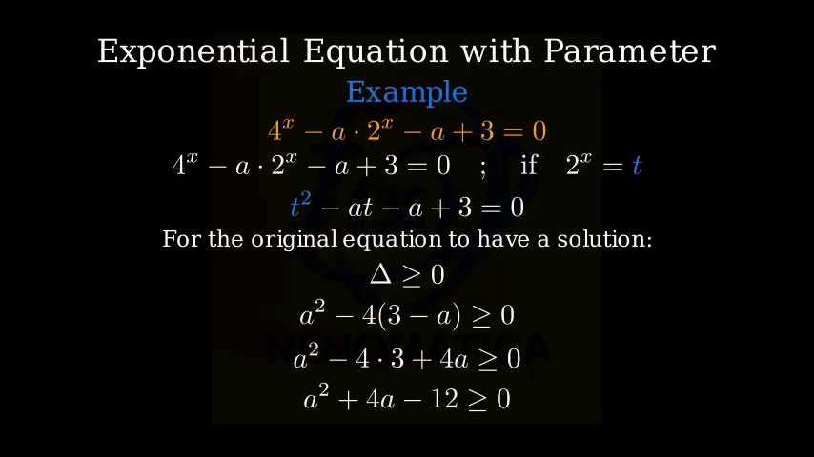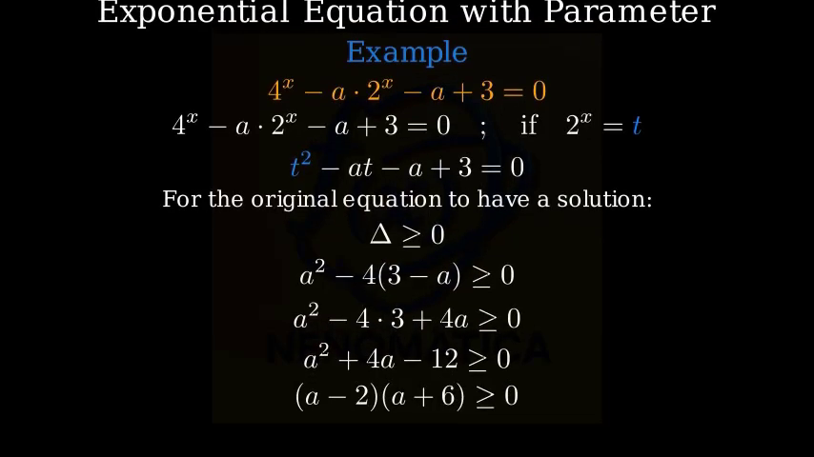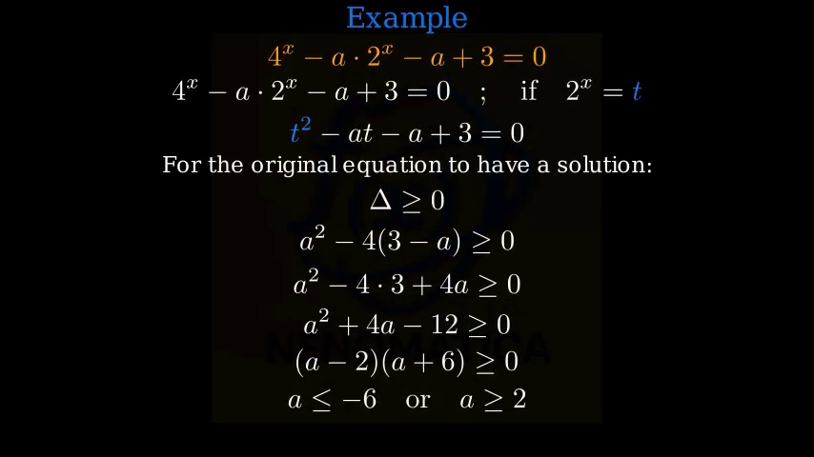We can factor this quadratic inequality, which gives us a minus 2 times a plus 6 greater than or equal to 0. This inequality is satisfied when either a is less than or equal to negative 6 or a is greater than or equal to 2. However, we need to further analyze these values of a to see which ones actually give positive solutions for t.